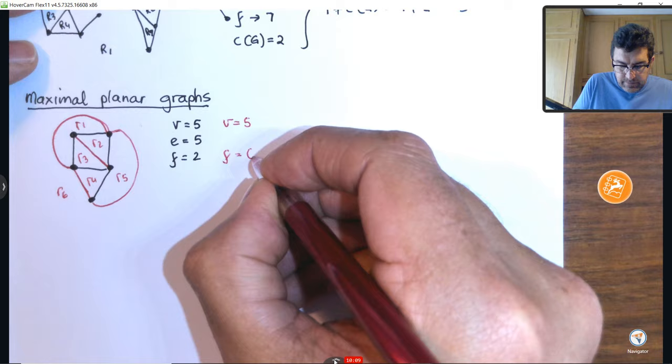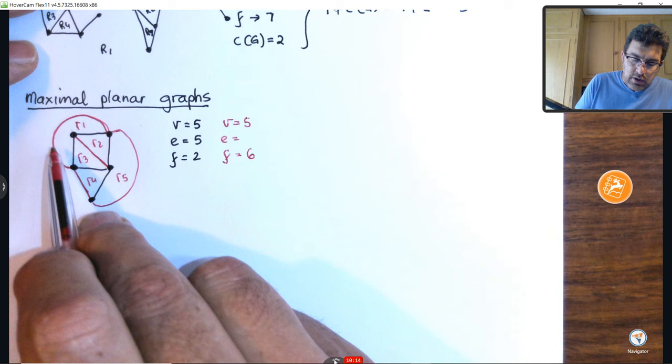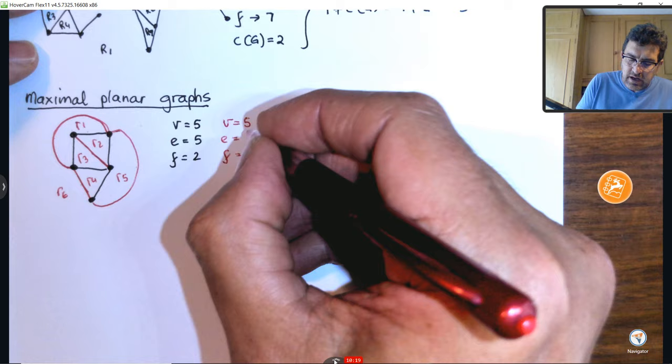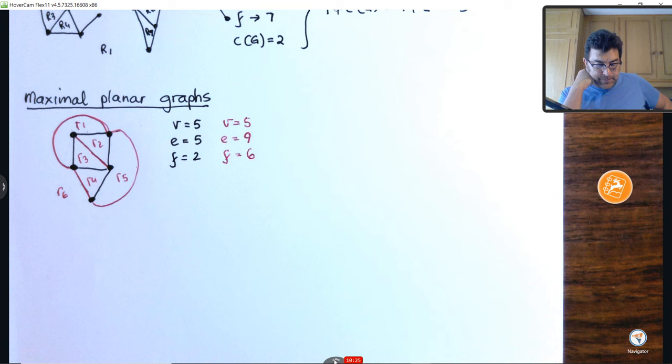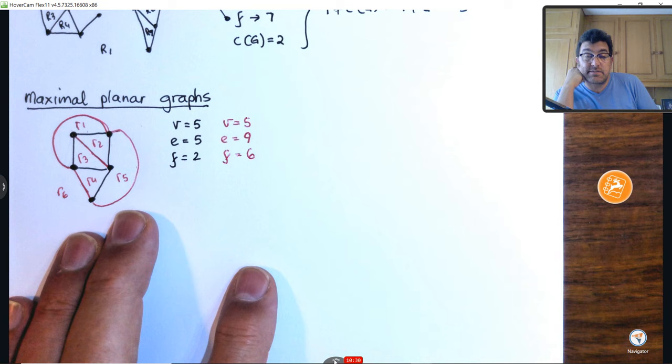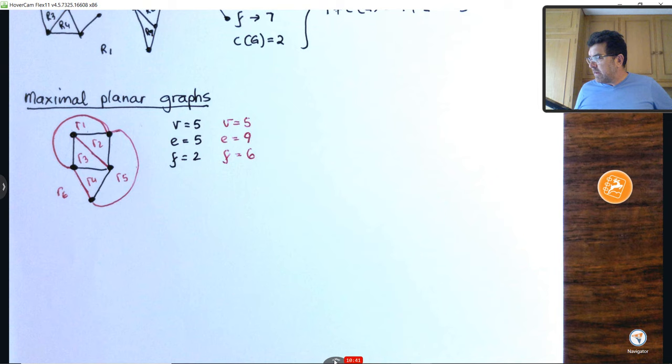There's still 5 vertices, and the number of edges I have is 1, 2, 3, 4, 5 to start with, 6, 7, 8, 9. The number of edges has increased. Okay, so it's a maximal planar graph. It's a maximal plane graph, which is also a maximal planar graph in this case. All the boundaries of this graph, very interesting. Let's just look at them.